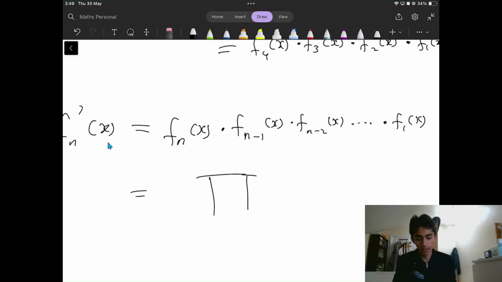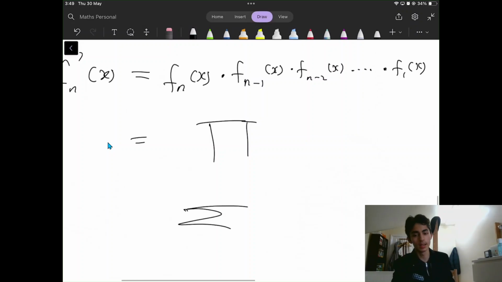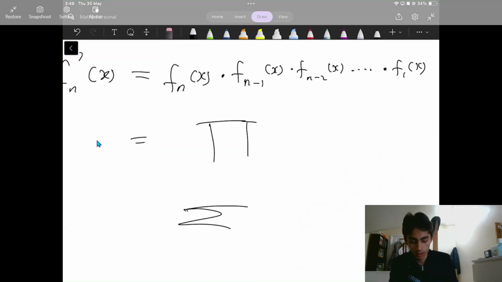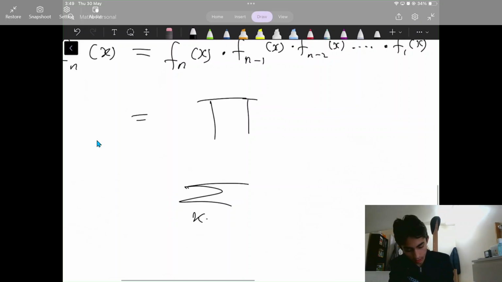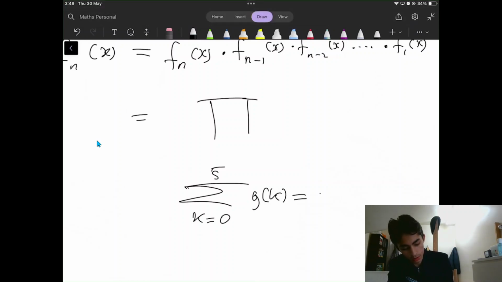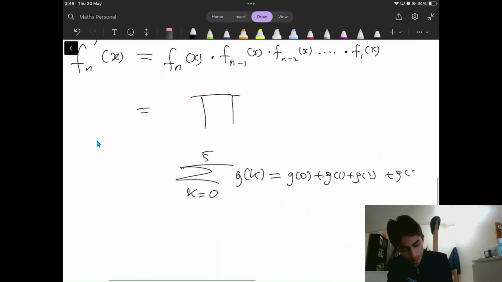Essentially, have you heard of the sigma notation before? That's this, right? The sigma notation, that's just summation, okay? So essentially, let's say you have the sum as k goes from 0 to 5 of some arbitrary function of k. Let's call it g of k. This is just equal to g of 0 plus g of 1 plus g of 2 all the way to g of 5, right?